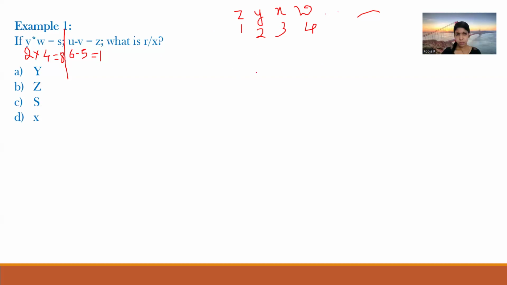Right. If S itself is 8, R should be 7. Reverse order. 8, 7. So P Q R S. Sorry, it should be 9. I'm so sorry. It should be 9 by 3. What is 9 by X 3? 3. So what is the value for X? Right, so it is option D, X.